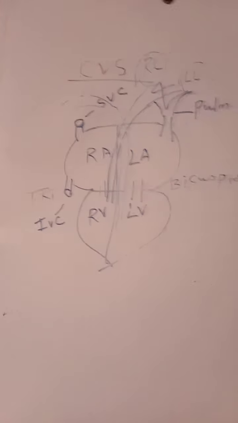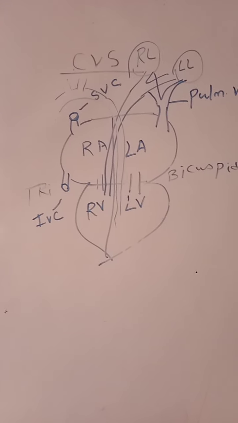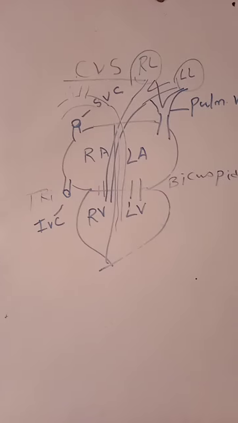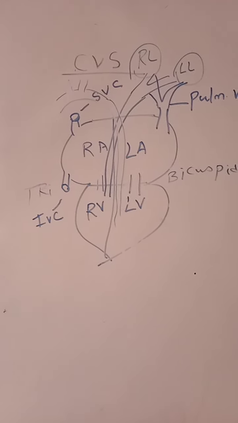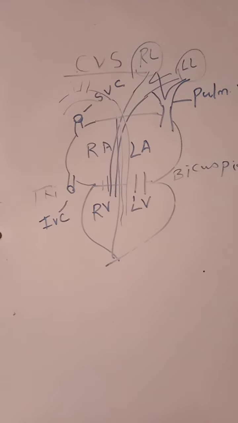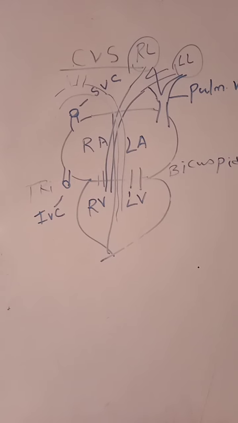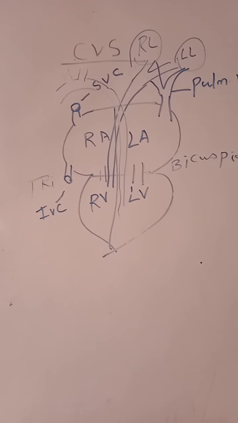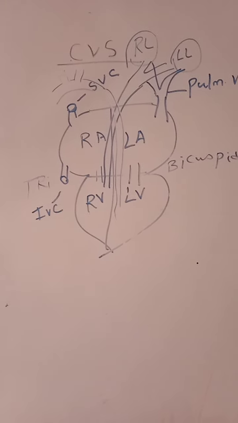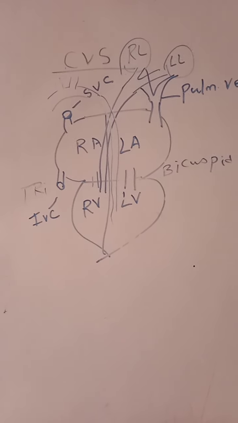So this is the basic structure of the heart. The top part is the right atrium and below is the right ventricle, and on the left-hand side are the left atrium and the left ventricle. The right atrium receives deoxygenated blood from other parts of the body through the superior vena cava and inferior vena cava. From the right atrium, the deoxygenated blood reaches the right ventricle, from where the pulmonary arteries carry the deoxygenated blood into the right lung and left lung.